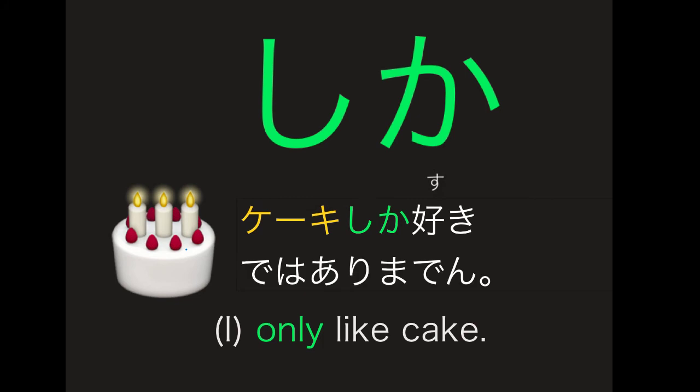Now to finish off, we have to change desu to the negative form, and you could either be formal and say dewa arimasen, so keiki shika suki dewa arimasen, or go one step down in formality, keiki shika suki dewa nai desu, or you could use the everyday polite form janai desu. Keiki shika suki janai desu. I don't like anything but cake. In other words, I only like cake.